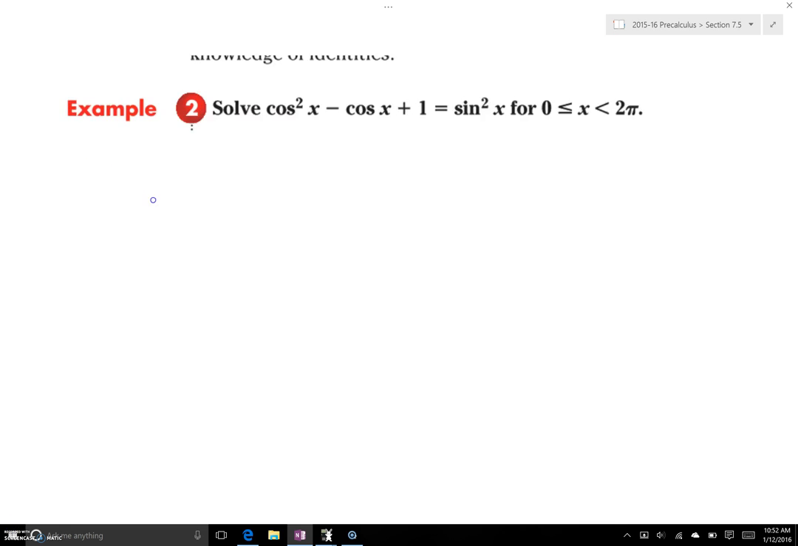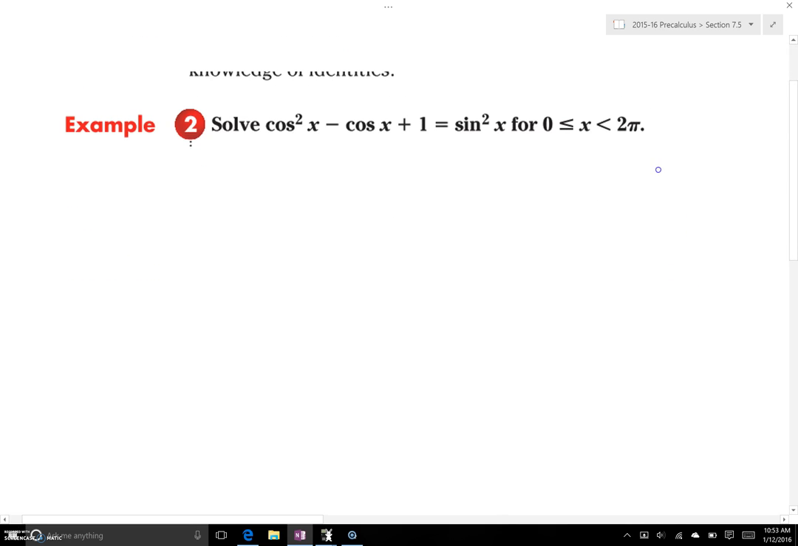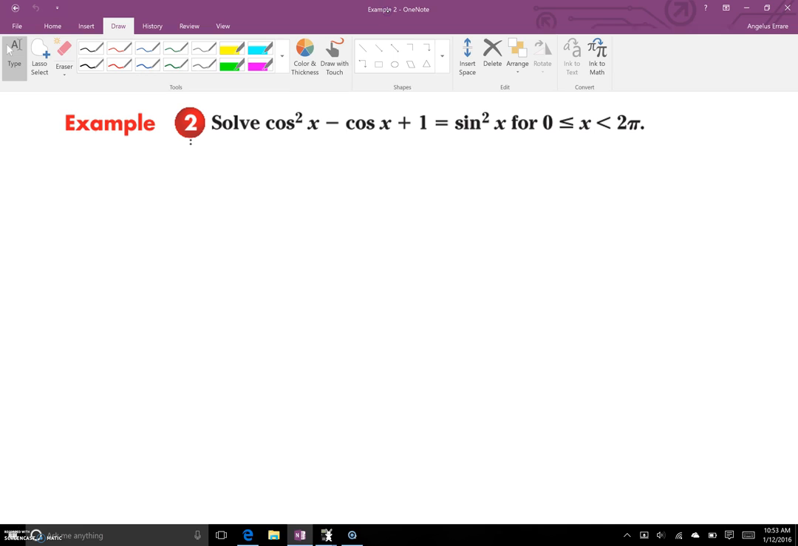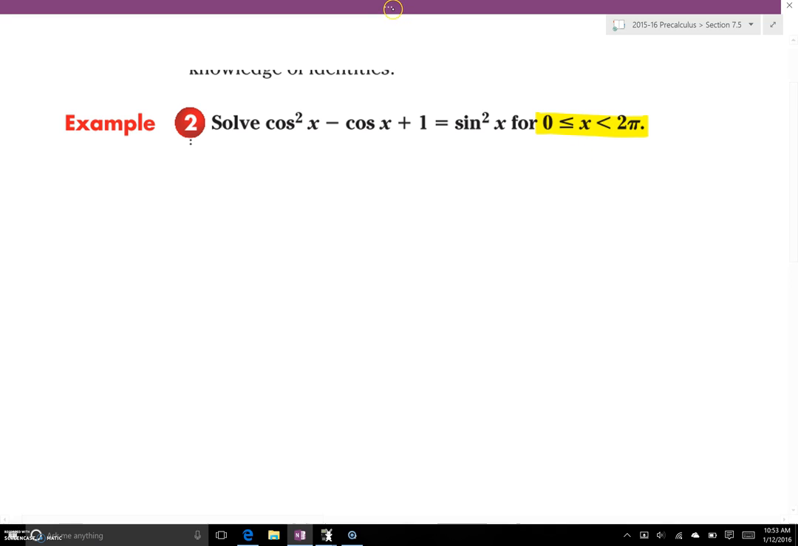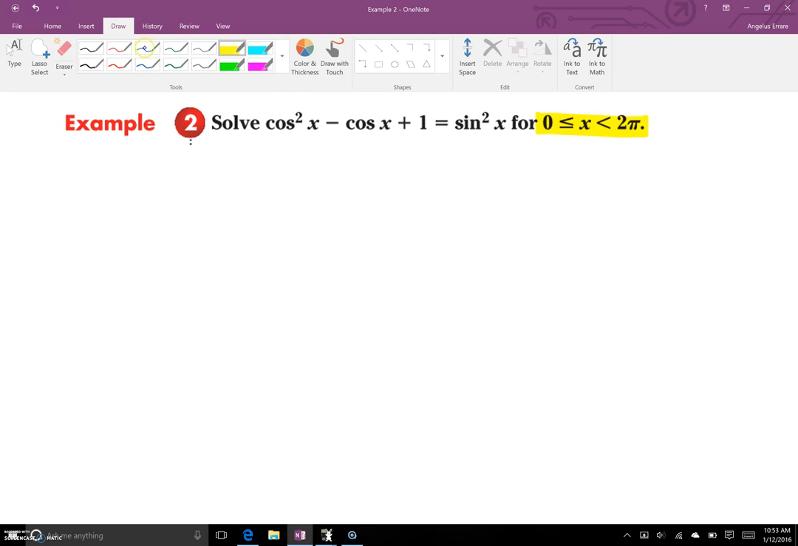Okay, now in example 2, they don't ask us for principal values, but they do give us a limited range for the solutions we should provide. They want x to be between 0 and 2 pi. So again, there are going to be infinitely many solutions because sine and cosine are periodic and repeat their values over and over again. But the answers that we're going to provide should just be answers between 0 and 2 pi. Now, because they listed this as 0 to 2 pi, our answers are going to need to be in radians.